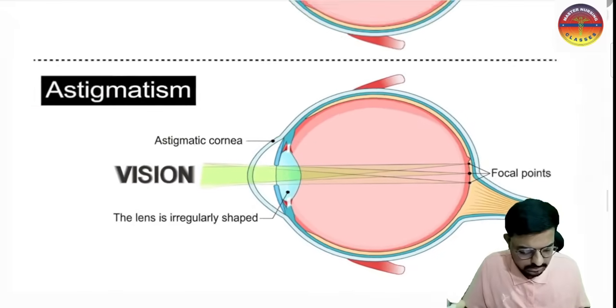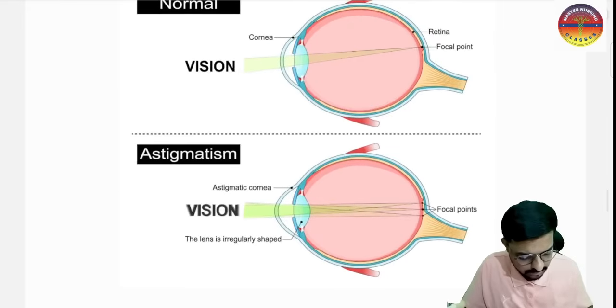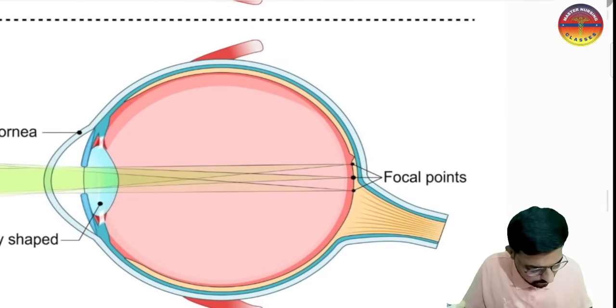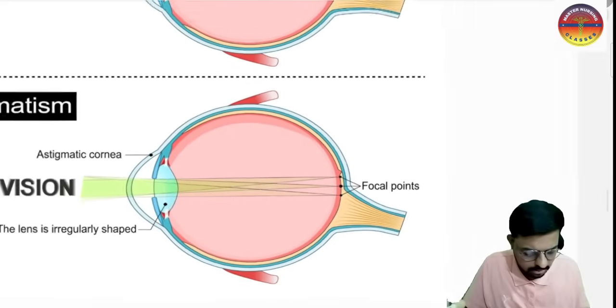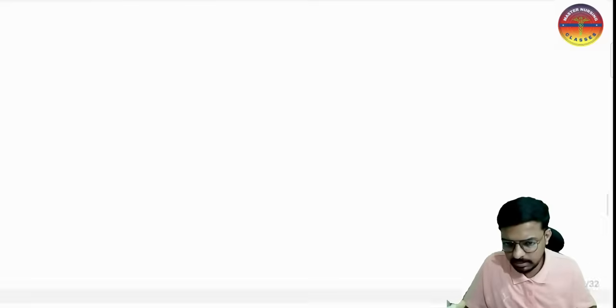Because of this abnormal curvature of the cornea, at multiple sites the focal point is generated. So this is causing what we call astigmatism. I hope every one of you is very much clear.